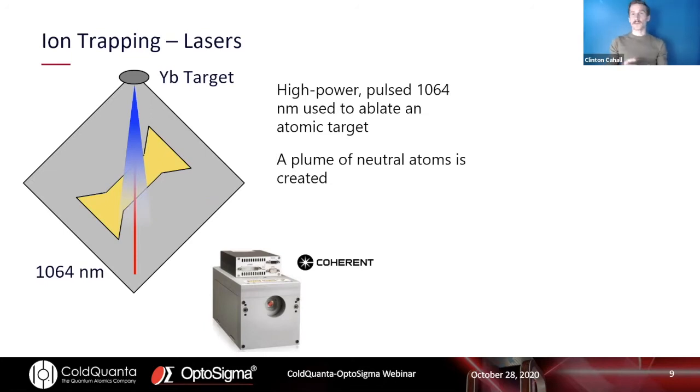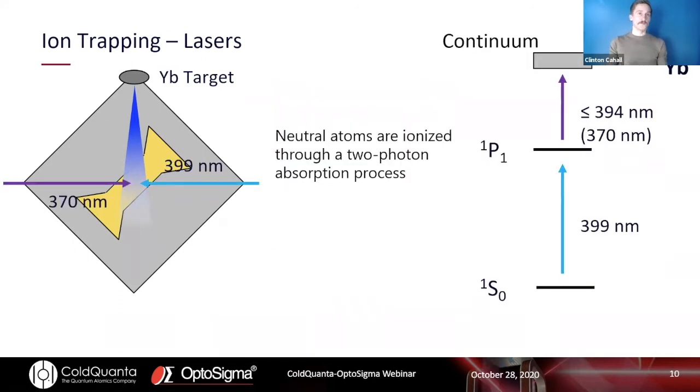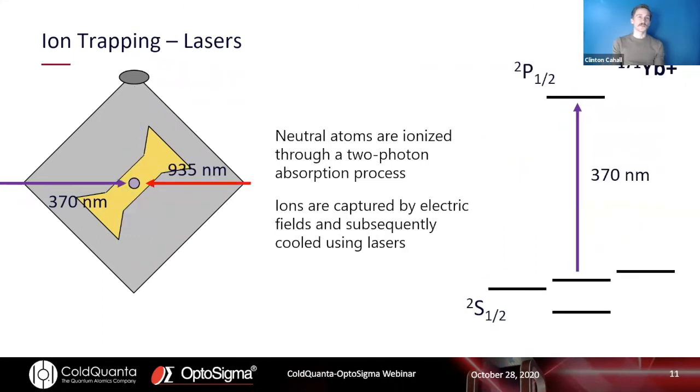Now, since these are neutral atoms, we can't use the electric fields to confine them, so we must give the atom a charge, and we do that by removing one of the electrons from that atom through photoionization. And this photoionization is a 2-photon process where the neutral atom will absorb 399 nanometer light and then 370 nanometer light. They will absorb these 2 photons to kick one of the electrons to the continuum. And in that way, we give the atom a charge and it becomes an ion. And then we can use the charge of that ion to confine it within the electric fields created by the trap.